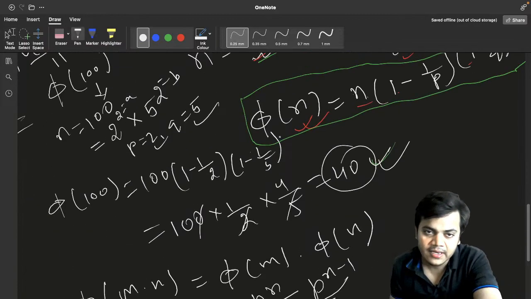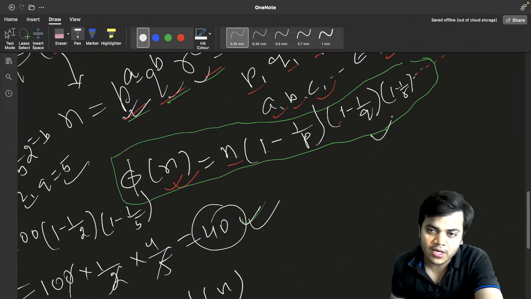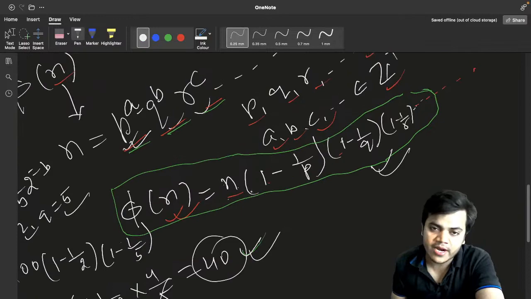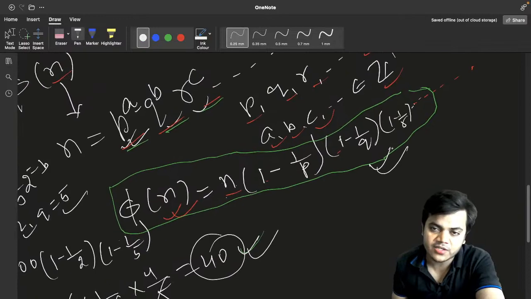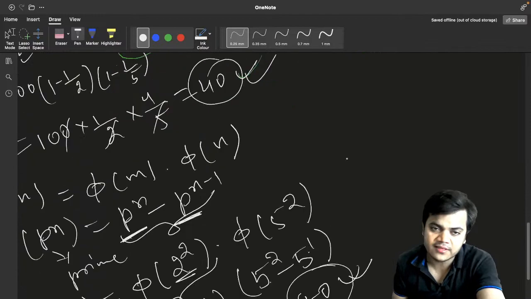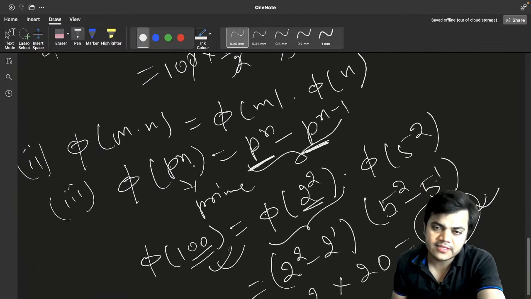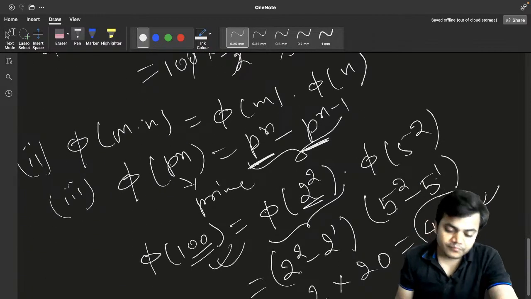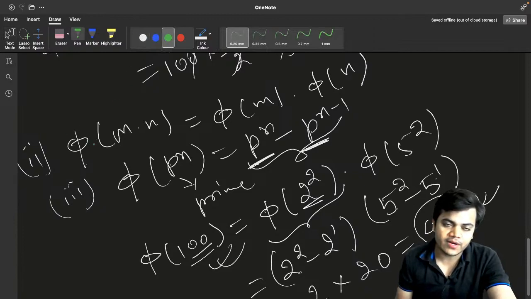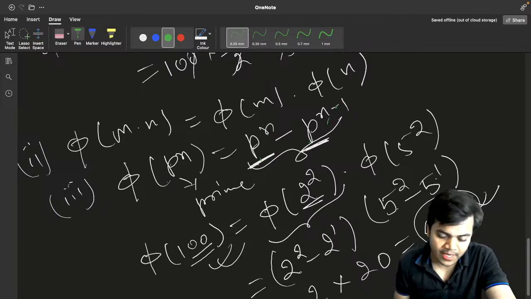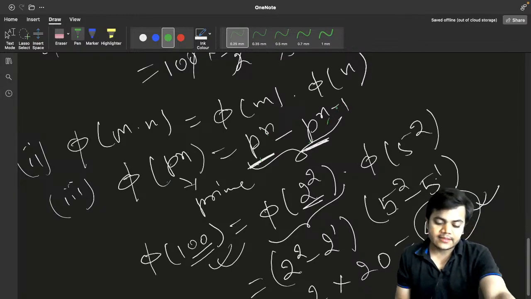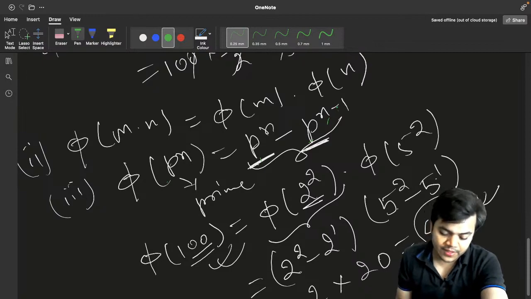You can say that this is a general formula: phi of n is equal to n into (1 - 1/p) into (1 - 1/q) into (1 - 1/r). This is a general formula, but yes, these are also some special kind of properties and formulas you can see over here. Phi of mn is equal to phi of m into phi of n, and phi of p raised to the power n is p raised to the power n minus p raised to the power n minus 1. Yes, so certainly we can see all these things.